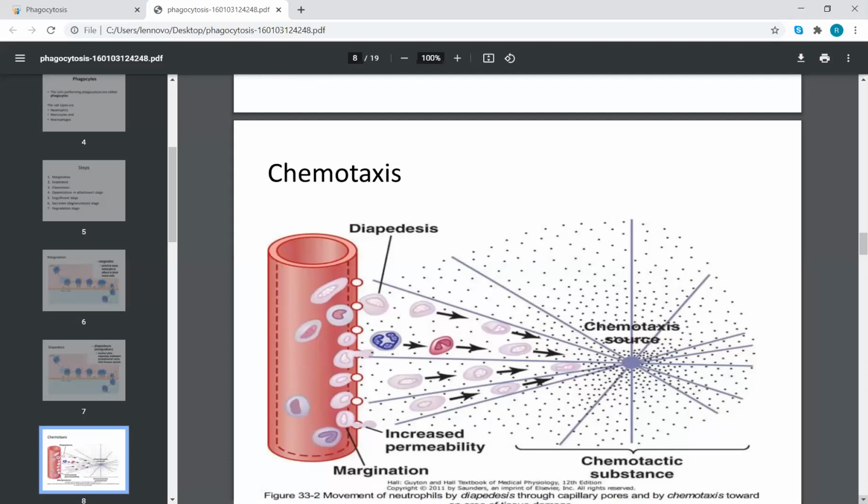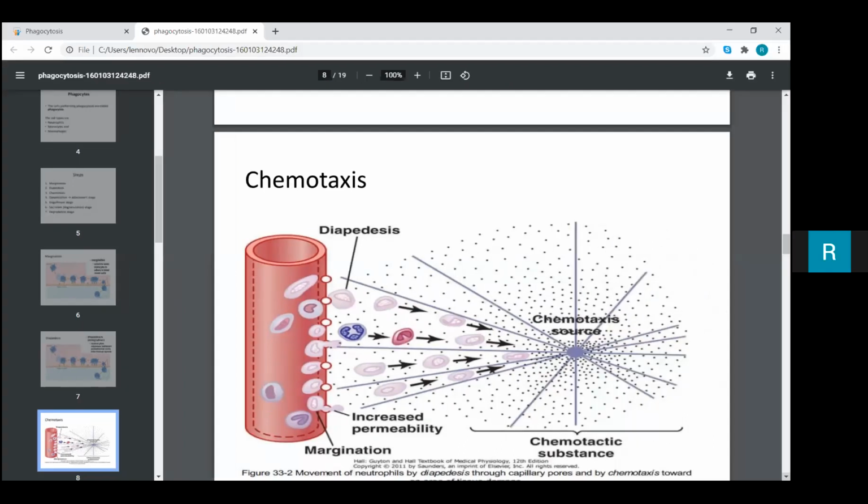Those chemicals that attract white blood cells are called chemotaxins. During acute inflammation, we have increased permeability of blood vessels, and that's also crucial. That helps the process. So this goes along this process, and effectively the neutrophil or macrophage will reach that source.